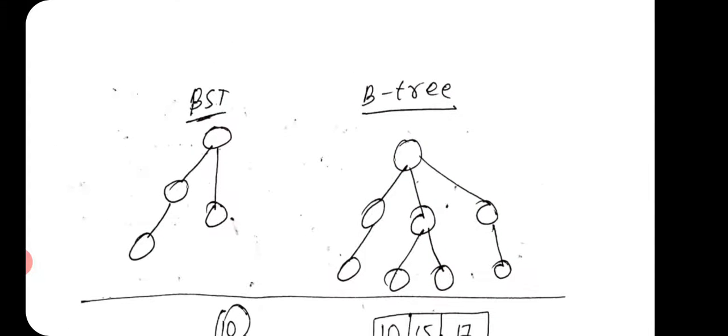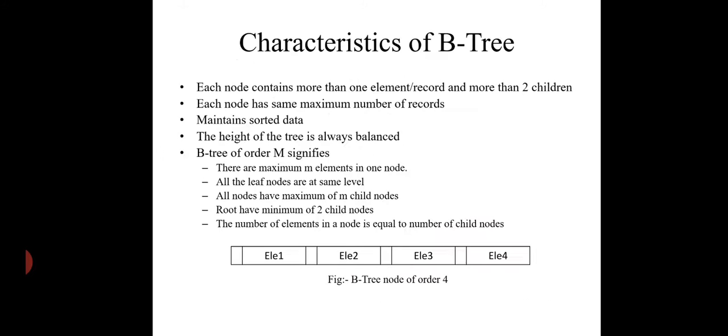Observe both the trees, BST and B tree. In BST the leaf nodes are not at the same level, whereas in B tree all leaf nodes are at the same level. Next, the root should have a minimum of 2 child nodes.